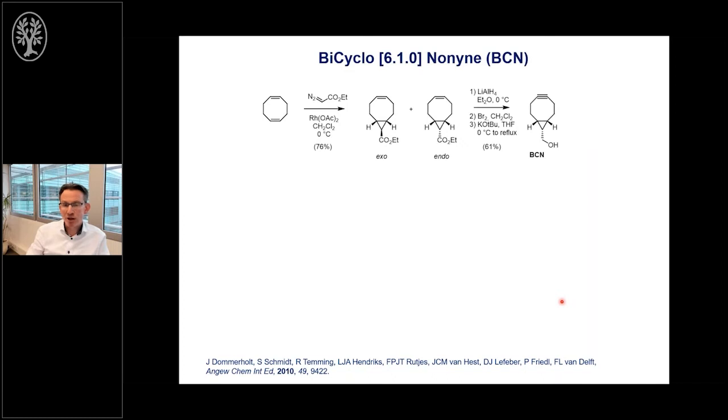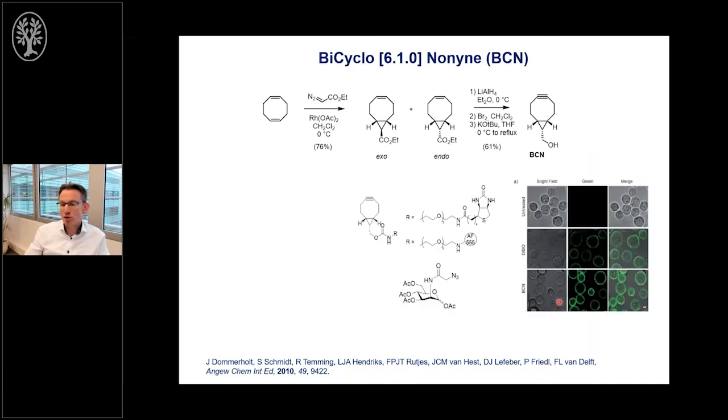Now, at that time, we showed that it can be used to color cells. If you have a sugar that contains an azide that is metabolized by the cells and expressed at the cell surface, then the azide can react with the BCN if it is equipped with a fluorescent dye.